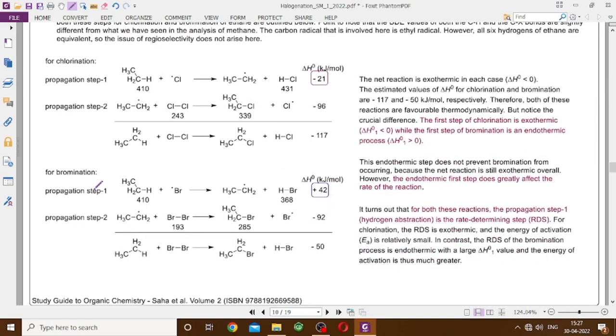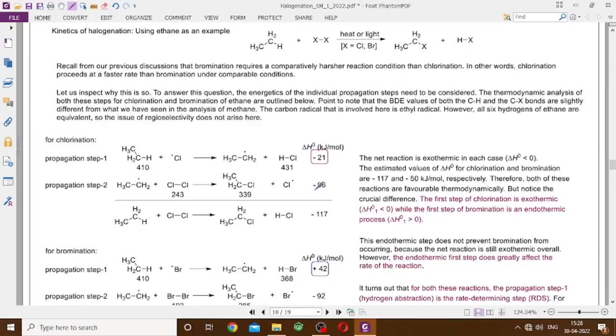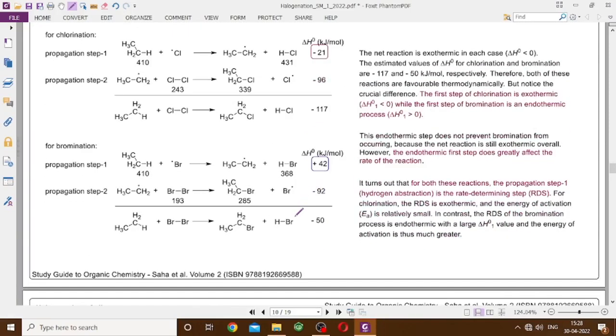For bromination, it is strikingly different. The first propagation step, instead of being exothermic, is actually endothermic. And the second propagation step is significantly exothermic. Overall, it is exothermic, because bromination is exothermic, as we have said. And it turned out to be the case that propagation step 1 is the determining step. Propagation step 1, either for chlorination or for bromination, whether you are using methane, ethane, or isobutane, is the determining step.